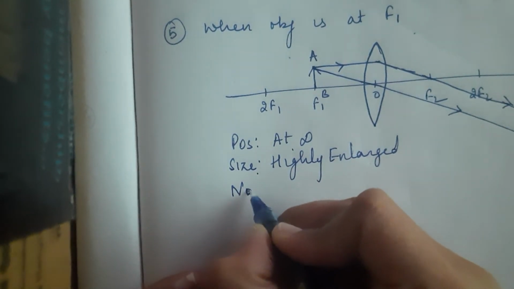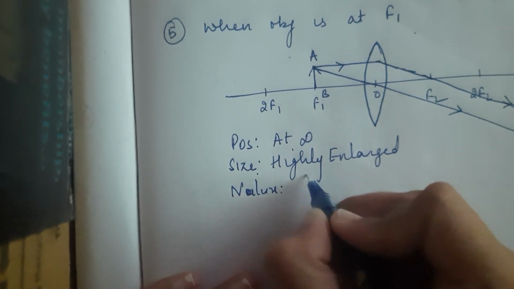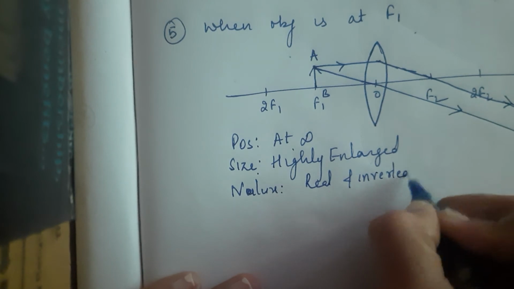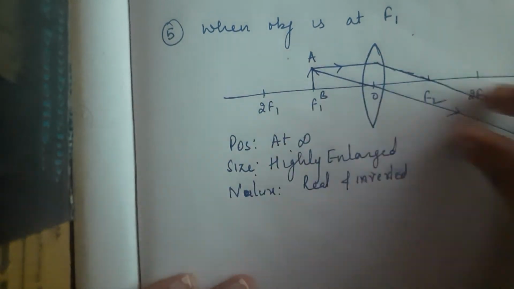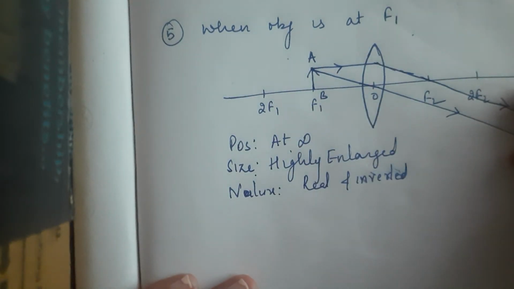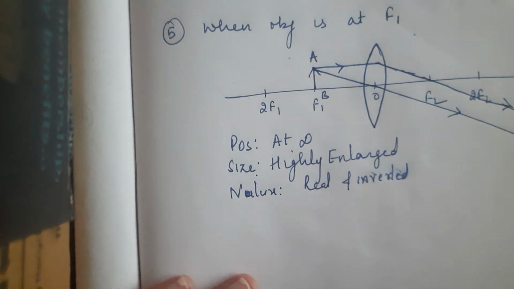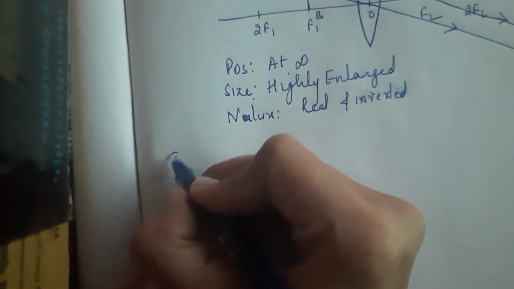Nature, still real and inverted. Why real? Because still the lines are solid, right? These are the actual rays of light. So the image would be real and inverted, right? Okay. Let's move to case number 6.